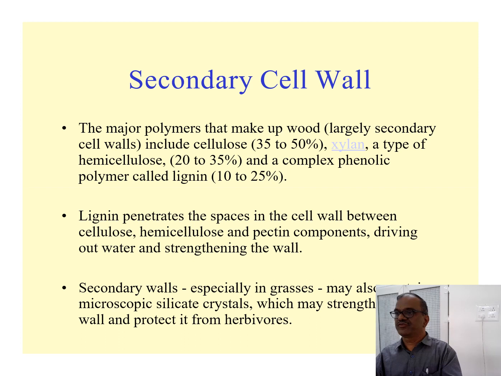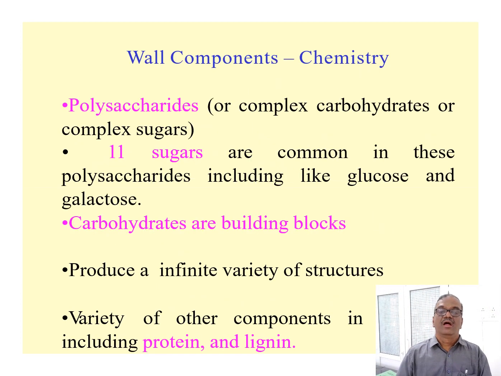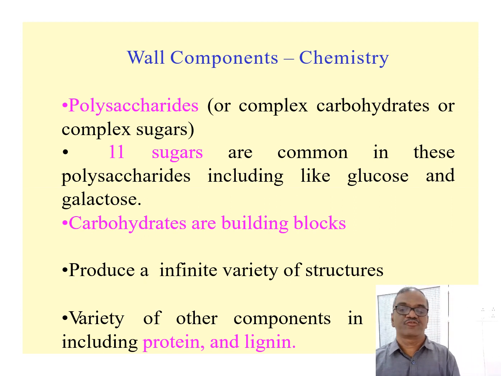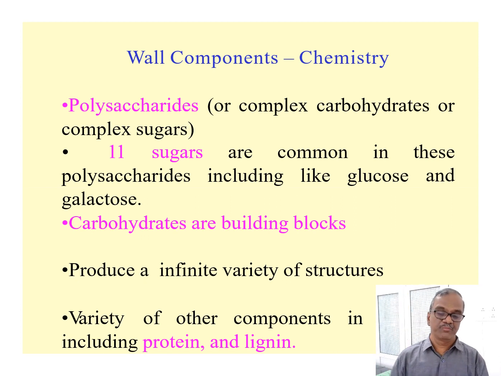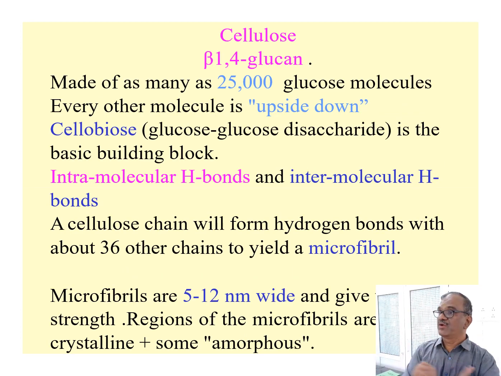Because of the lignin deposition and the silicon crystals being present in abundance, the mandibles are worn out. Okay, they are not able to chew much. It gives resistance. So we call it a defense mechanism, defense against the herbivore, protection from the herbivore because of the silicon presence. Okay. Then the polysaccharides we have seen already, the sugars, building blocks, and the variety of compounds, proteins, lignins, and we will see one by one now.